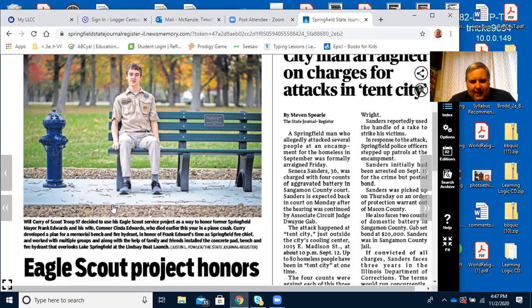It didn't give the time or the place, but it's also a portrait, so maybe they didn't think that was important. Curry developed a plan for a memorial bench and fire hydrant in honor of Frank Edwards. Okay, so here's a case where the second sentence is re-identifying Frank. Well, I guess you have his wife, so you'd have to give the last name. They've also put the apostrophe before the S, which is not actually the way you would do that because his name's Edwards.